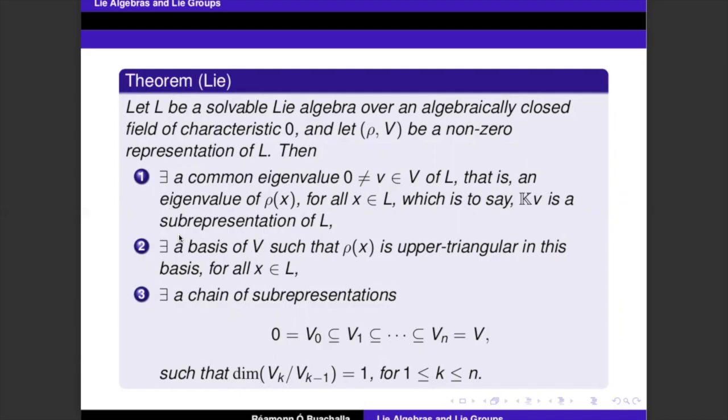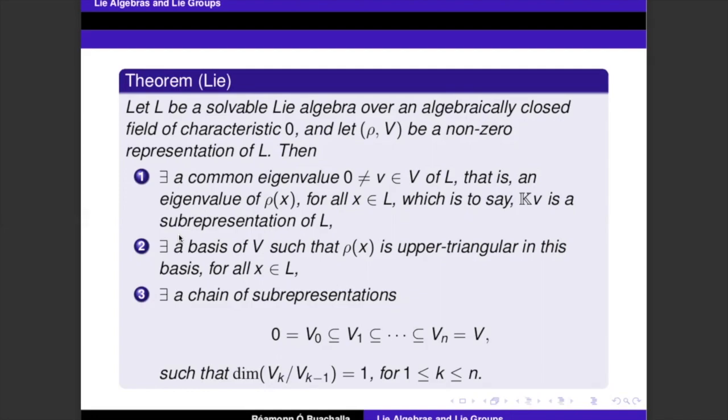So again, think of the real or the complex numbers, and let rho, V be a non-zero representation of the Lie algebra. Then Lie's theorem says that in this setting, there exists a common eigenvector, that should be eigenvector, not eigenvalue, small v in big V, which is to say an eigenvector for rho of x for all x in L, which is to say the one-dimensional vector space spanned by this common eigenvector is a subrepresentation. Okay, it's just an equivalent way of looking at it.